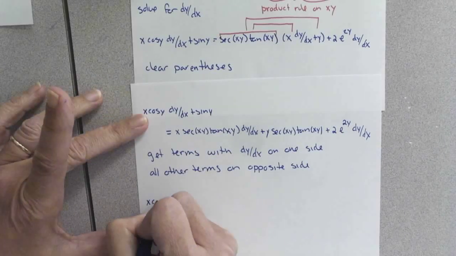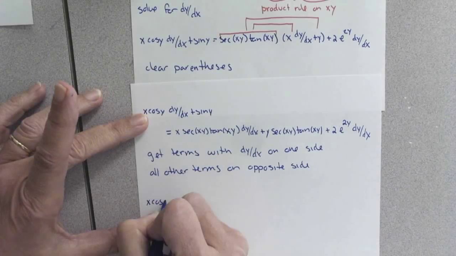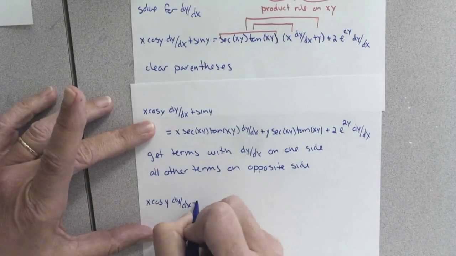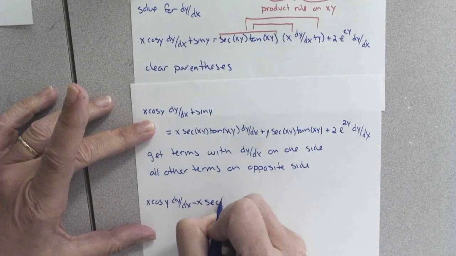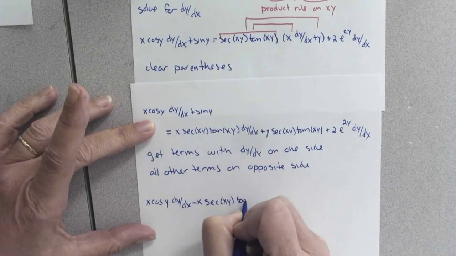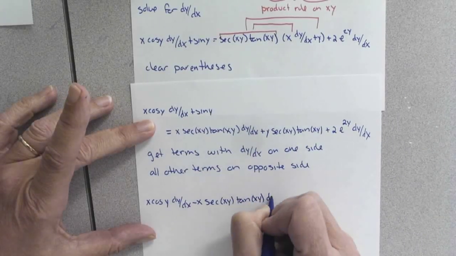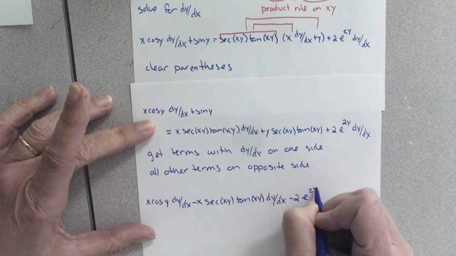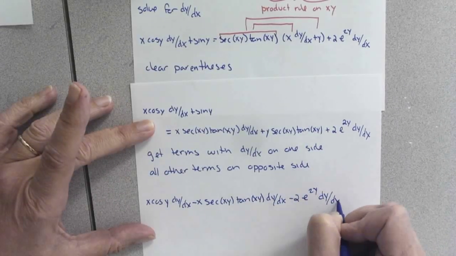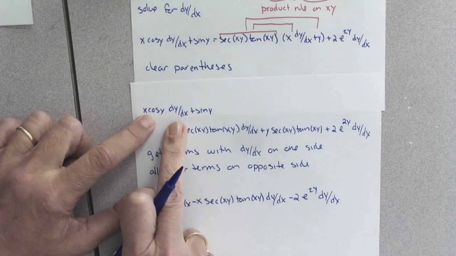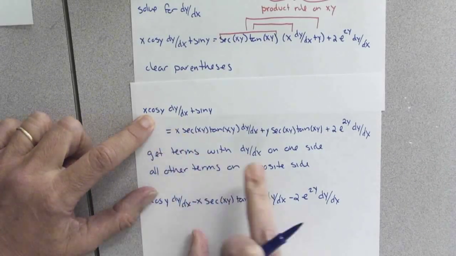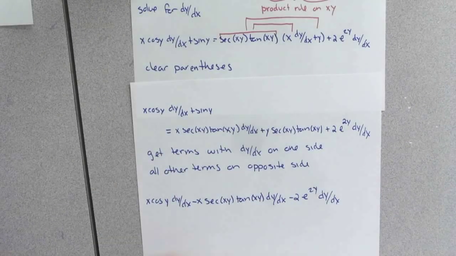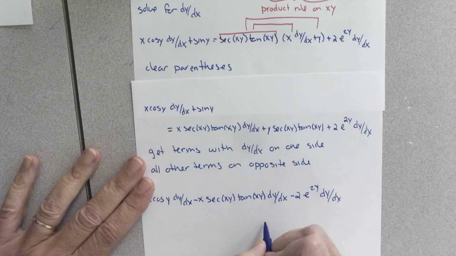So it can be x cosine y dy/dx minus x secant xy tangent xy dy/dx minus 2 e to the 2y dy/dx. So there was a dy/dx term, I kept it on the left. Then there was a dy/dx term, and there was a dy/dx term. I subtracted them to the other side. I've run out of room.